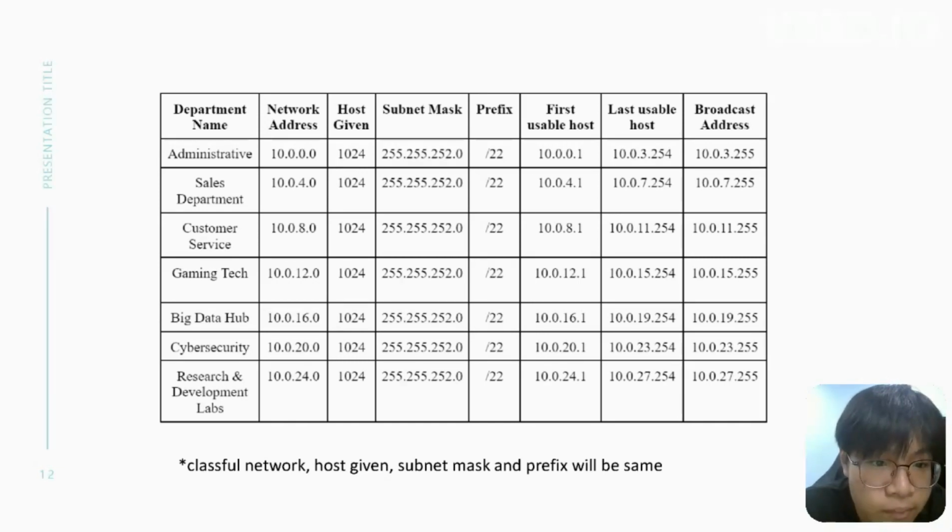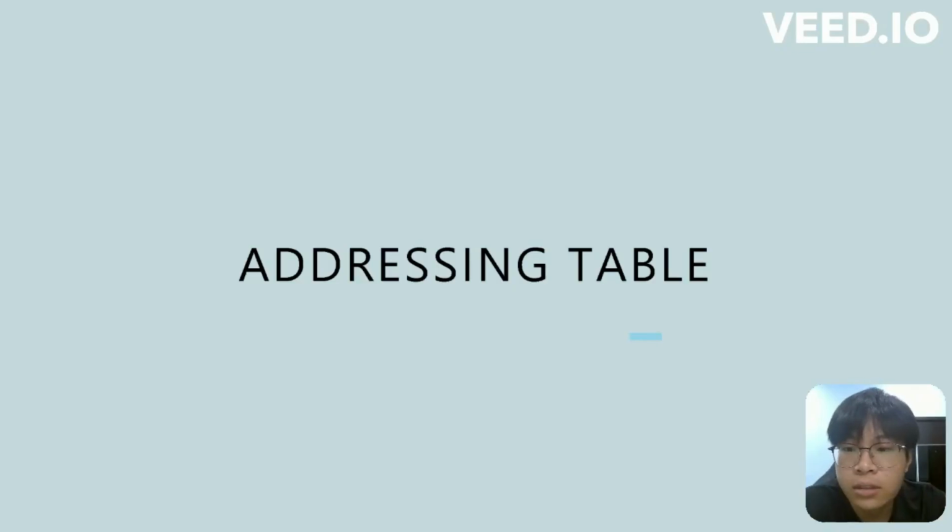So it will become 10.0.3.255. Then we minus 1 again to get the last usable host, which is 10.0.3.254. Then the other departments will continue the same steps to get all the values. This is how we get this subnetting table. So that's all for my part, and I will pass it to my teammate Zhan.